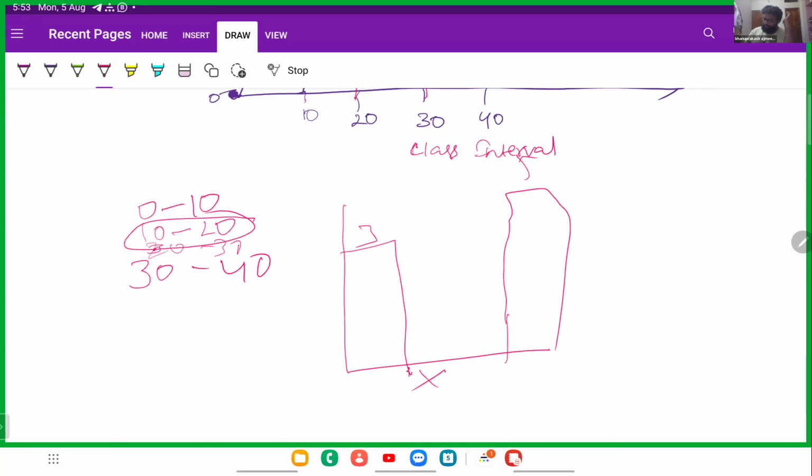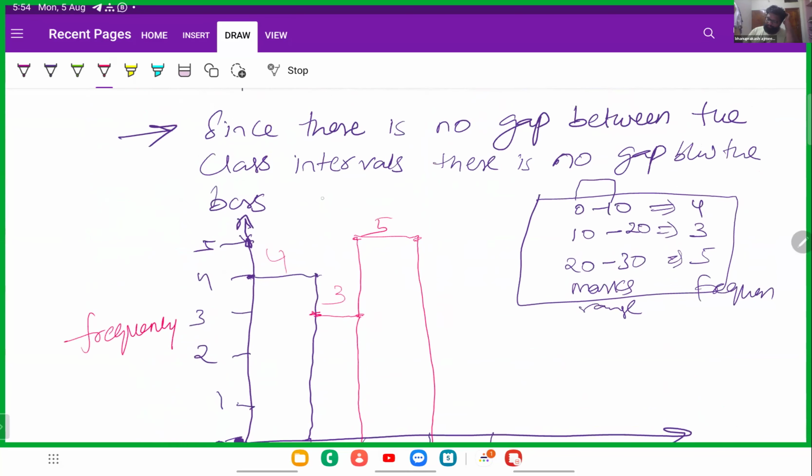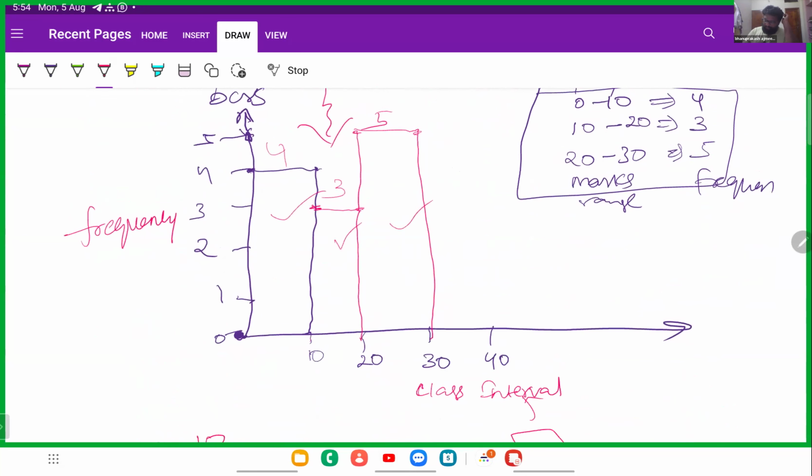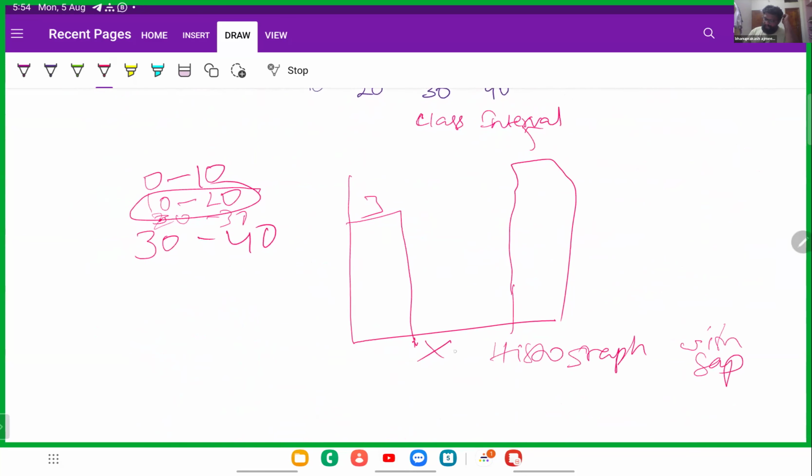This is called histograph with gap, and this is called histograph with no gap. See the above one: since there is no gap between the class intervals, there is no gap between the bars. This is a bar, this is a bar, this is a bar, no gap between the bars. Similarly, here there is a gap between the bars. Why? Because we don't have data from 10 to 20 and 20 to 30. So this is the difference.